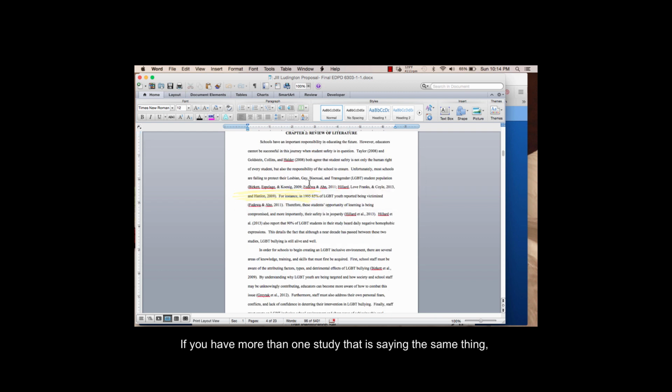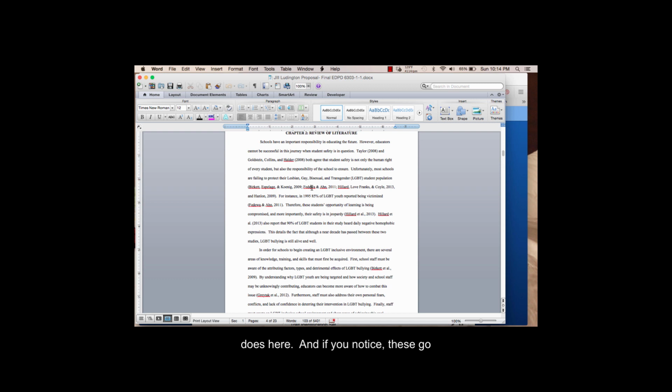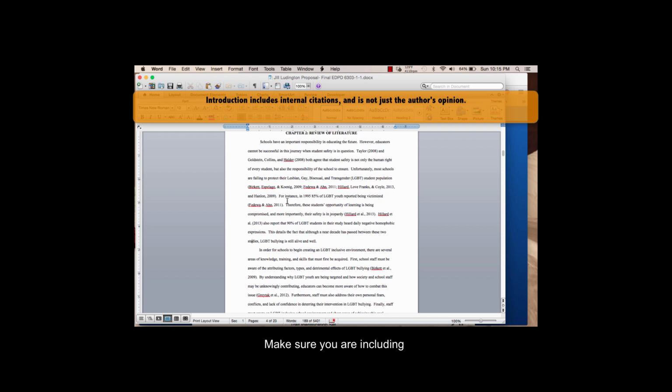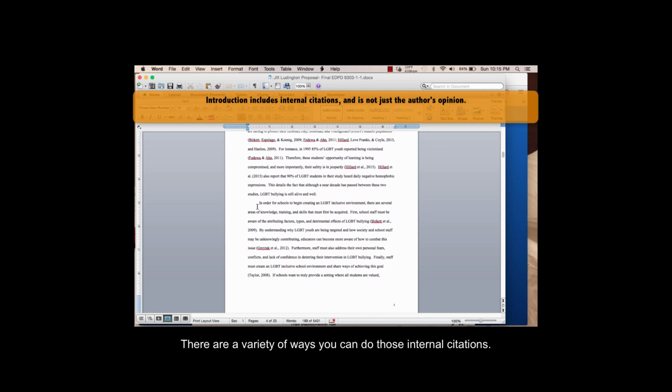If you have more than one study that is saying the same thing, you're making your case even stronger by including the citations for all of those studies like Jill does here. And if you notice, these go in alphabetical order. So make sure that you are including citations in your introduction. It's not just opinion-based. It needs to be pulled from the literature that you've read. There are a variety of ways you can do those internal citations.